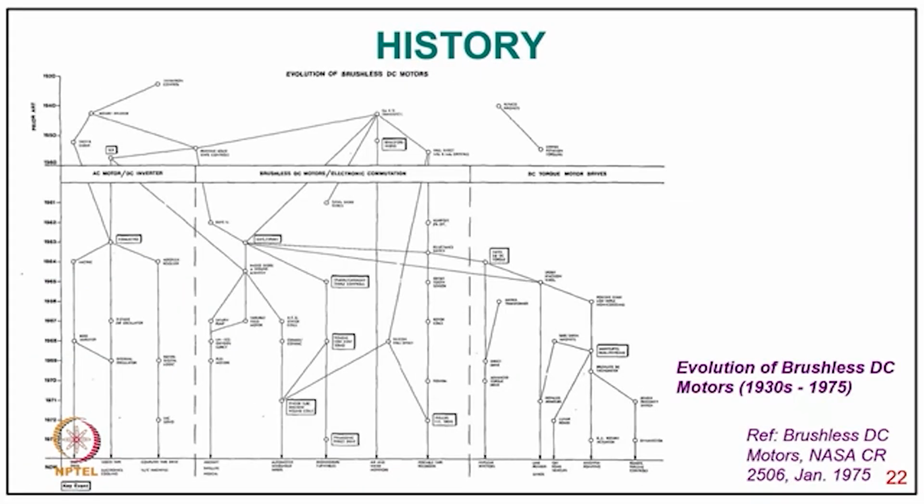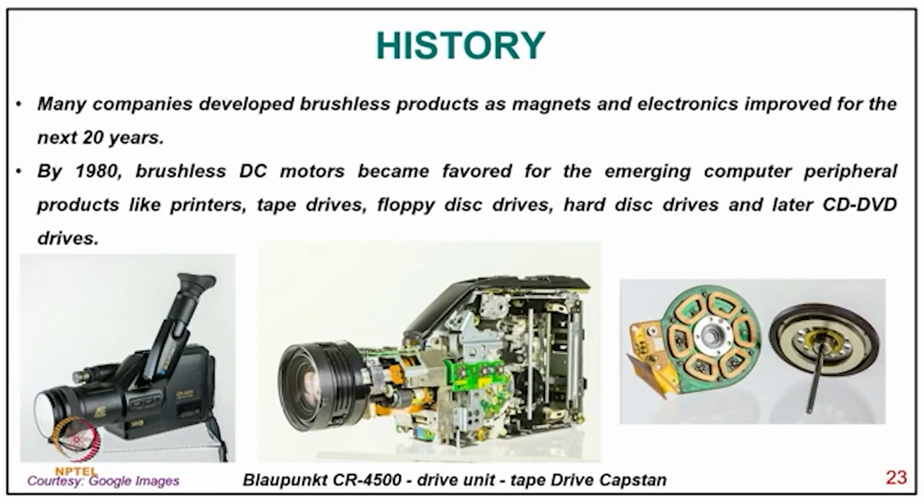And this is typically how the history has been for the evolution of the brushless DC motor from 1930 to 1975, which NASA reported in 1975. So now coming to the next 20 years, many companies developed brushless products as magnets and electronics improved. By 1980, the brushless DC motor became favorable for emerging computer peripheral products like printers, tape drives, floppy disk drives, hard disk drives, and drivers for later CD and DVD.